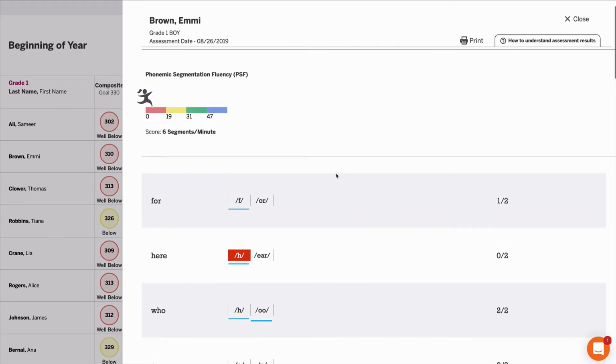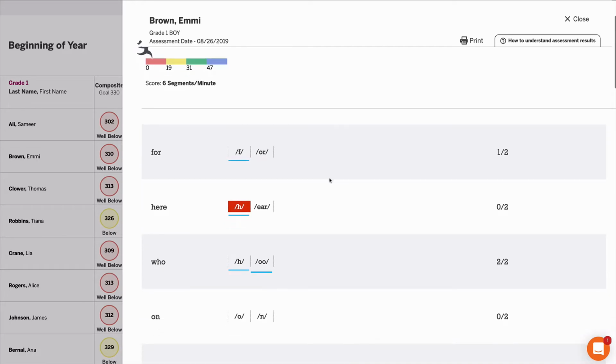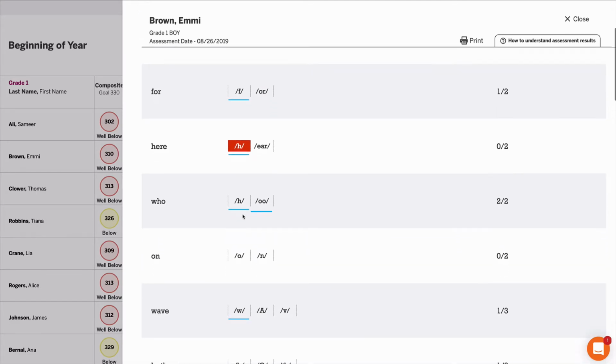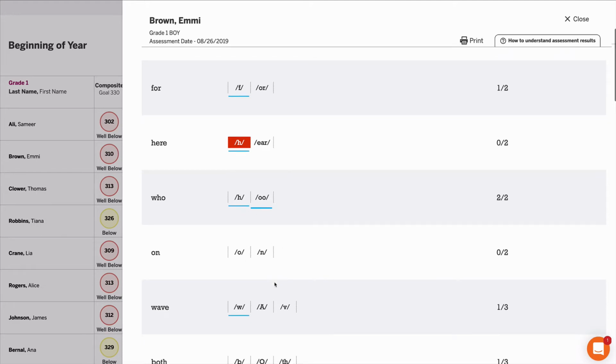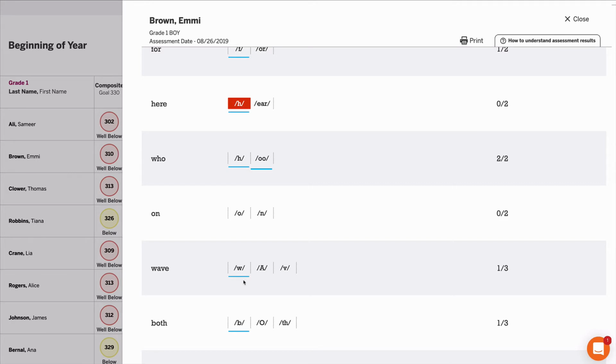Now I could look at this a completely different way for Emmy. Let's say I knew that she came from a Spanish speaking home. So in Spanish, there isn't the h, the w, and the ah sound. So I see that Emmy is coming out of the gate and she gets her initial sound in for. She tries but makes a mistake on the h, but she does make the h in who and segments this correctly. Skipped on and then did do the w in wave.